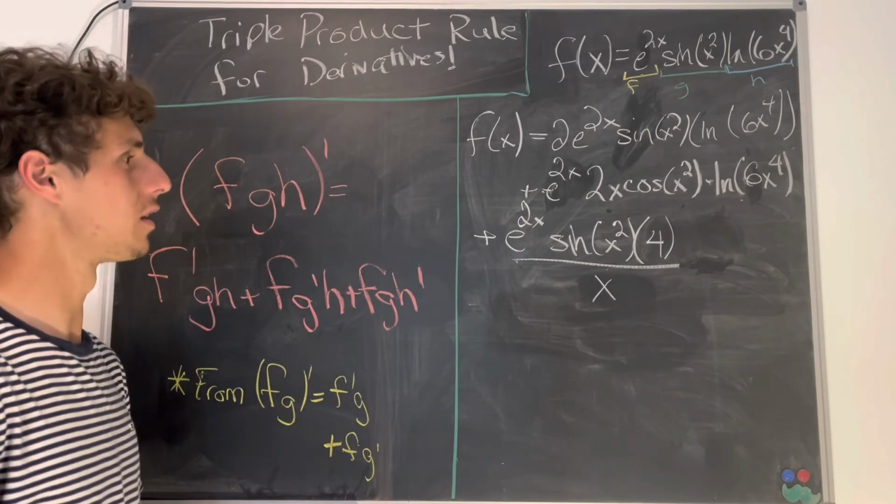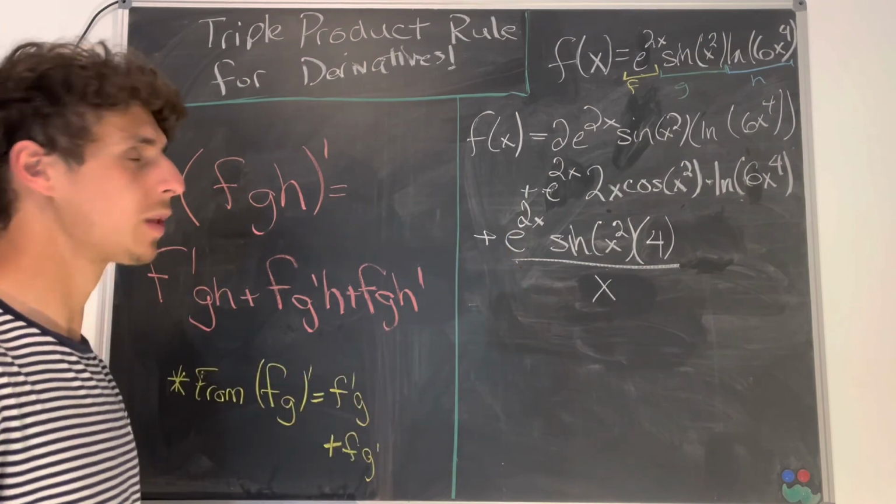And we can simplify this a little bit, maybe by pulling out an e to the 2x, but I think that's enough for now.